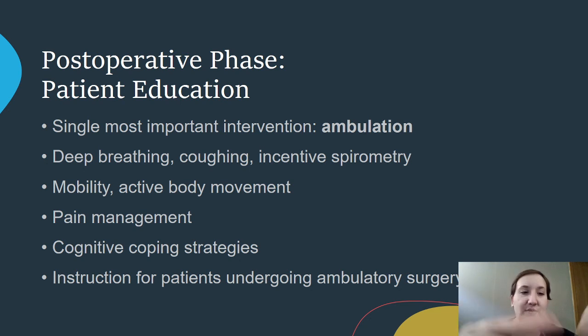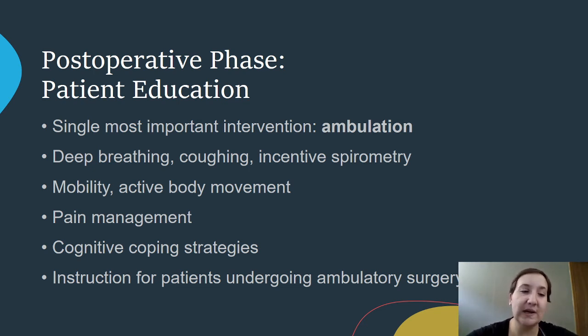Some other things that we do include deep breathing, coughing, IS, especially if our patient is unable to ambulate, then we go to these other alternatives and we really push them hard. Mobility, active body movement, getting our PT and OT in there. You guys have had some basic introduction to simple leg raises and whatnot, and some education to help you teach these patients basic movements, these range of motion exercises. Pain management, making sure that our patient is adequately covered so that they can do all of these things that we want them to do.